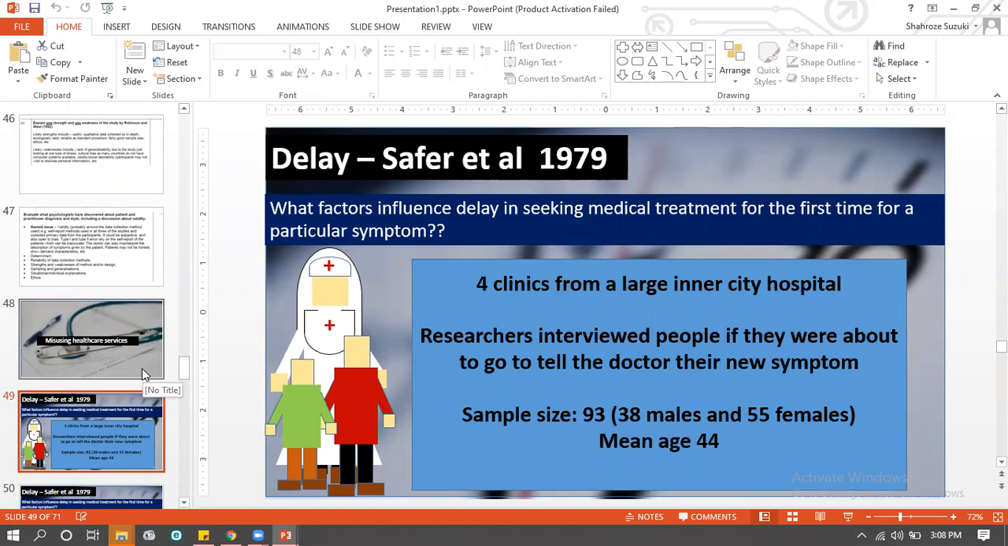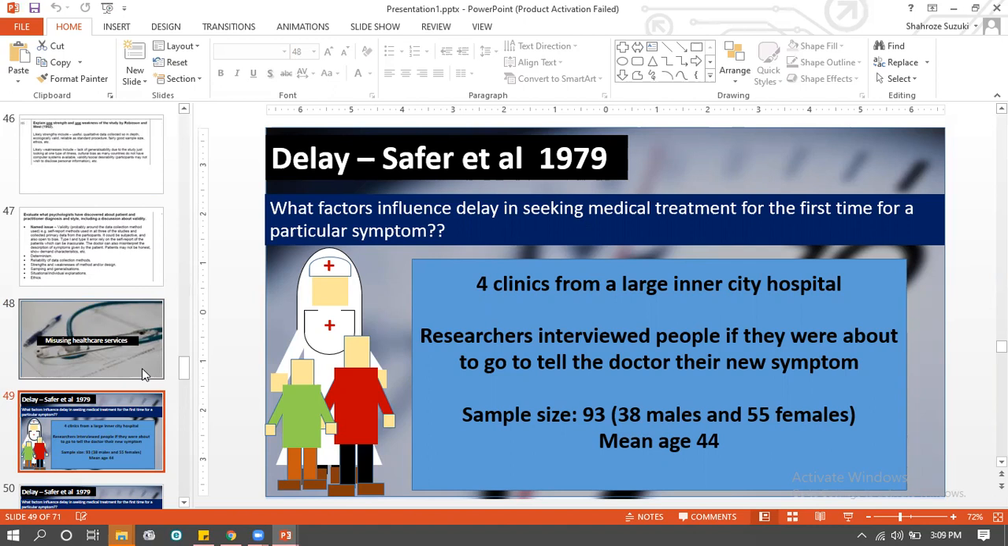Delay. All right, it's a famous experiment by Safer, right? So Safer will do a study to find out, भाई, why do people delay seeking medical treatment with the doctors? For example, if you have COVID symptoms, right? Nah, smell नहीं आ रही. Why would you delay going to the doctor? बहुत सारे factors हो सकते हैं. And Safer wants to find this out.